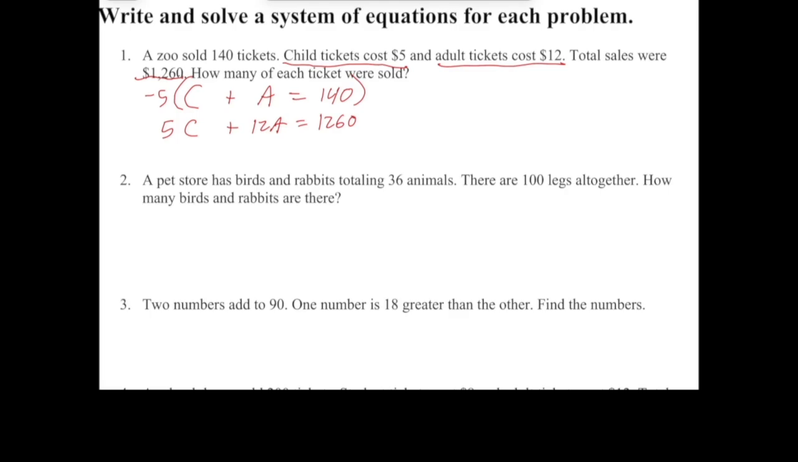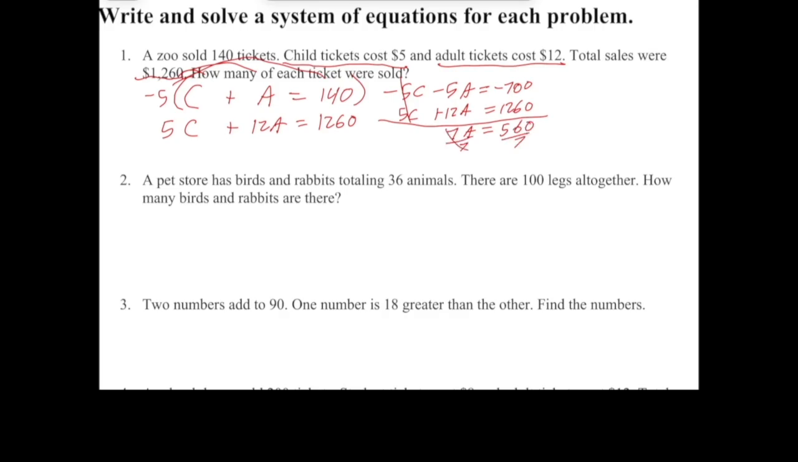All right, and once I multiply by all three, I'm going to get -5C minus 5A equals whatever 5 times 140 is, and that's going to be 700. And again, it's a negative sign, so it has to be -700. I'm just going to copy everything else, 5C plus 12A equals 1260. And now we're just going to add them together. The C's will go away, and I'm left with 7A equals, oh boy, what would that be? 560, it looks like. Now I'm going to divide each side by 7.